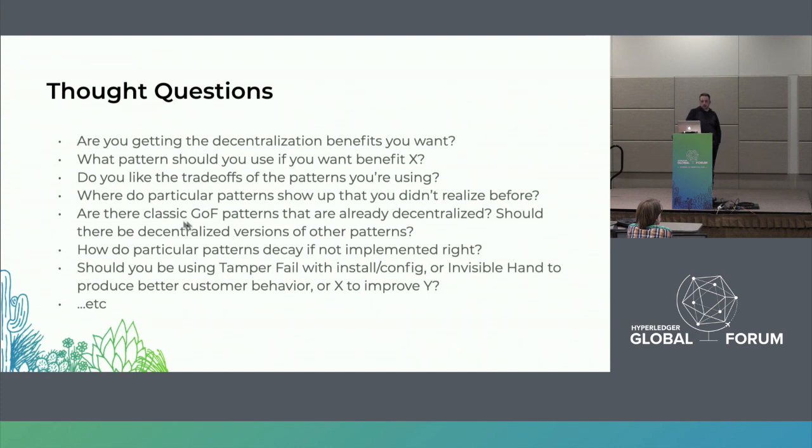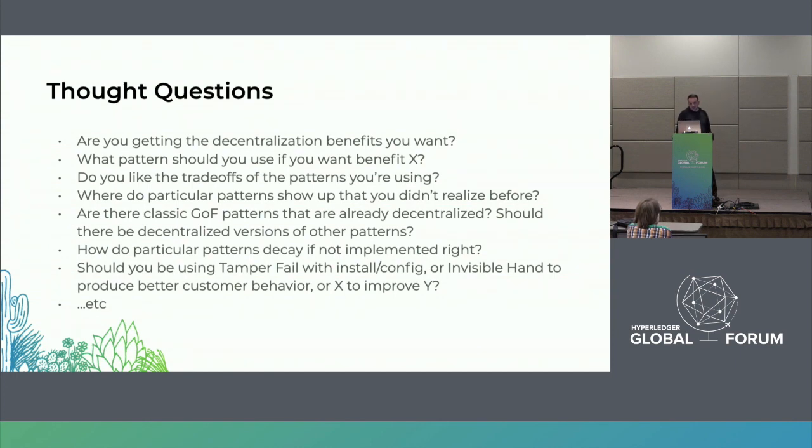And this is a really interesting one. Are there some classic Gang of 4 patterns that are already decentralized? And should there be decentralized versions of some other patterns? So for example, just to get you thinking there, the observer pattern is a fairly decentralized pattern in the Gang of 4 book. The command pattern has some really interesting decentralized properties, possibly, depending on how you implement it. I can think of a way to implement it that's bad from a decentralization point of view, and one that's good.